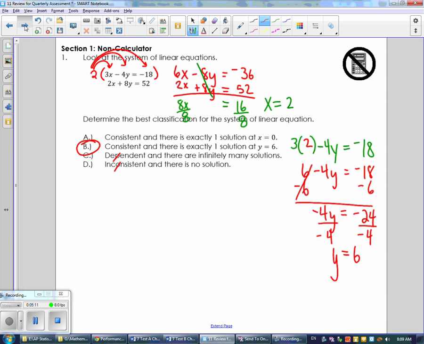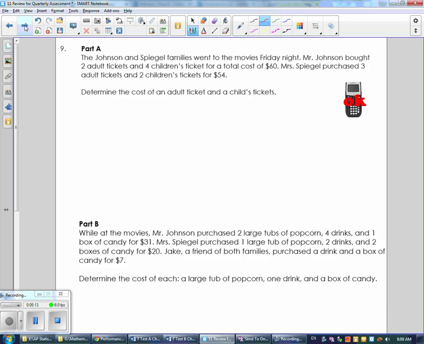Okay, we're going to jump all the way to problem number 9. Problem number 9 is in the calculator section, so you're allowed to use a calculator here. There are 3 parts to number 9, and all of them involve words.